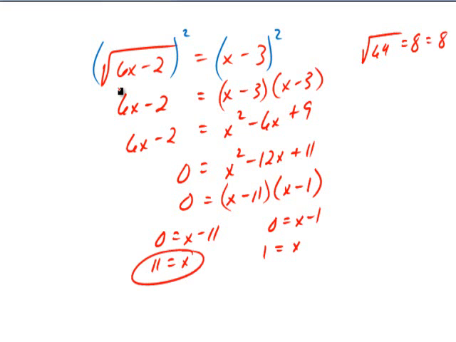If I plug 1 in, on the left-hand side, I have the square root of 6 minus 2 is 4, square root of 4 is 2. On the right-hand side, 1 minus 3 is negative 2. They are not equal, which means 1 is not a solution to the equation. Only 11 is.